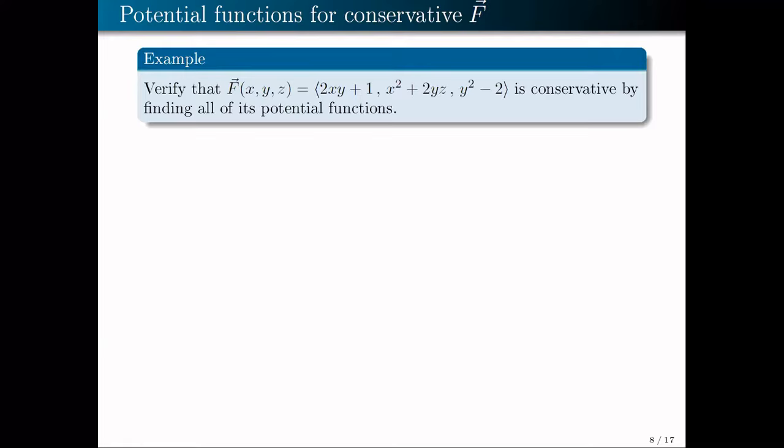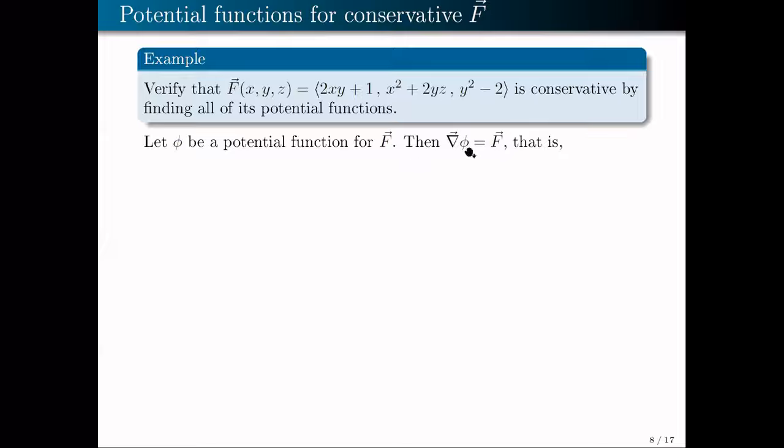The previous theorem tells us that the potential functions for f are not unique. So in this example, let's verify that the given vector field is conservative by finding all of its potential functions. So to do that, let's assume that phi is a potential function for the given vector field f.